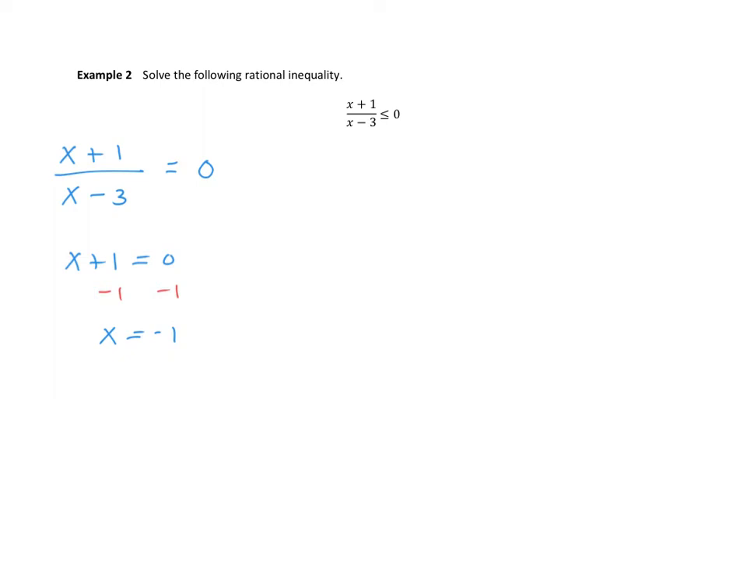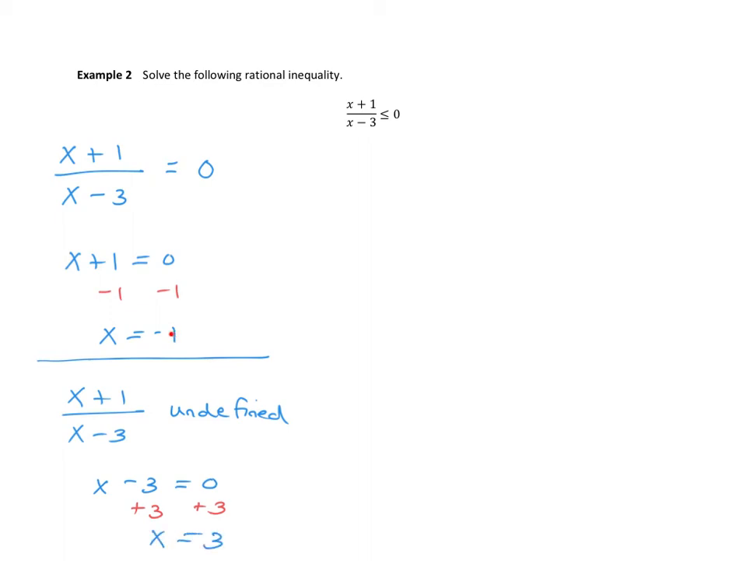Now, there's one extra thing that we have to check. Not only where this thing is equal to 0, but also where is (x + 1)/(x - 3) undefined? So we have to add in this other part to the process. Is there a number that, if you put it in place of x, will create a problem in this function? That's where your denominator is equal to 0. So we have to check not just where the numerator is 0, but where the denominator is equal to 0. If you add 3 to both sides, x is equal to 3.